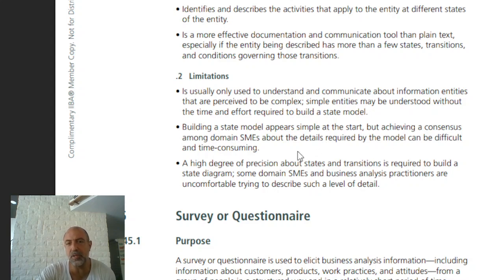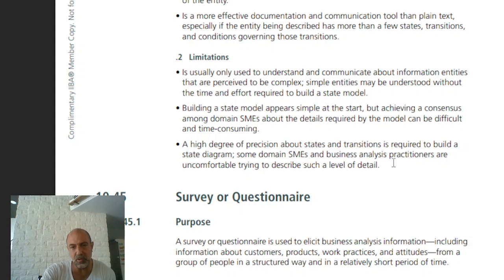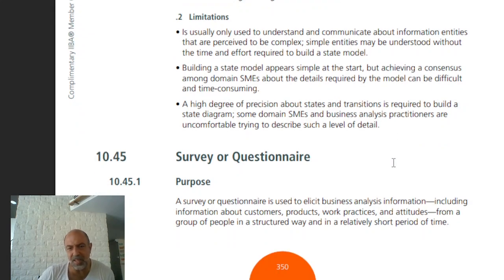Building a state model appears simple at the start, but achieving a consensus among domain SMEs about the details required by the model can be difficult and time consuming. A higher degree of precision about states is required. It's not as simple as it looks. A high degree of precision about the states and transitions is required to build a state diagram. Some domain SMEs and business analysis practitioners are uncomfortable trying to describe such a level of detail. What? Why are they getting paid? BA! But anyways, yeah.